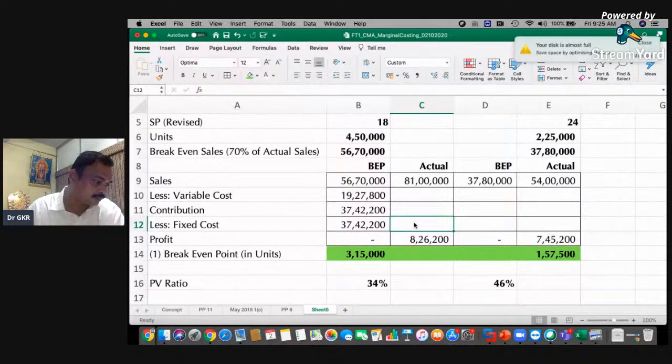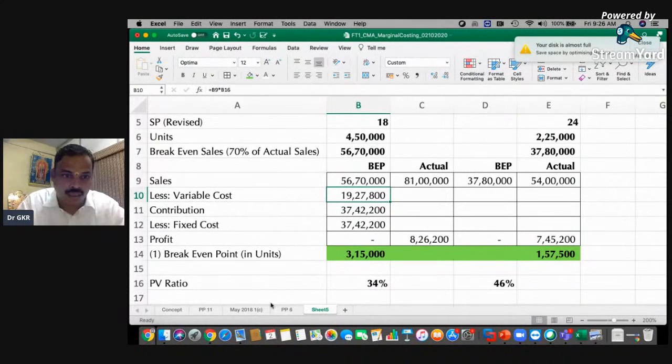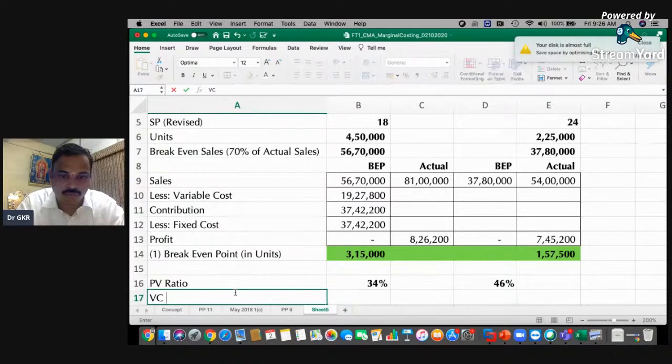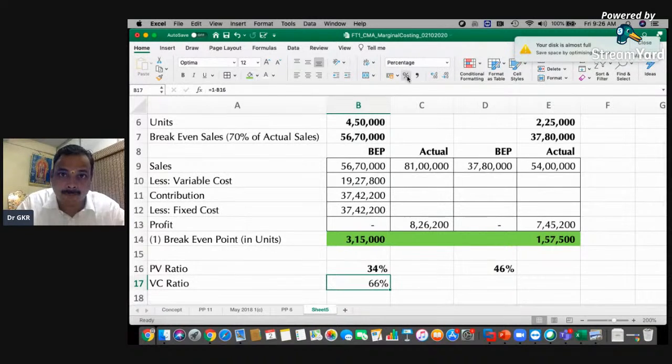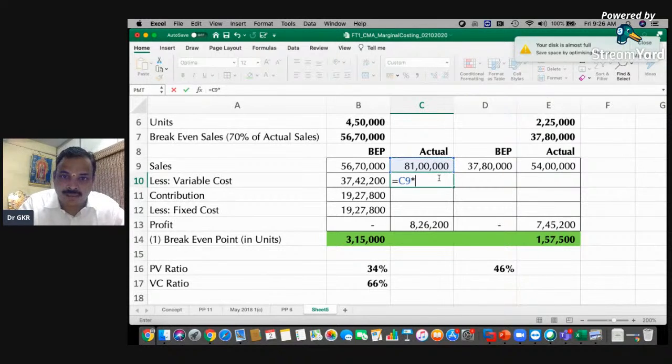So it is 34%. Variable cost ratio is actually, I have made it wrong. VC ratio is 1 minus PV ratio, which is 66%. So on this, 66% is variable cost, and contribution is 34%. Good. Now, similarly, what is actual? On 81 lakhs, variable cost ratio is 66%. What is your contribution? 34%.